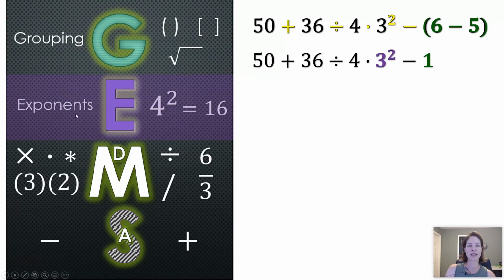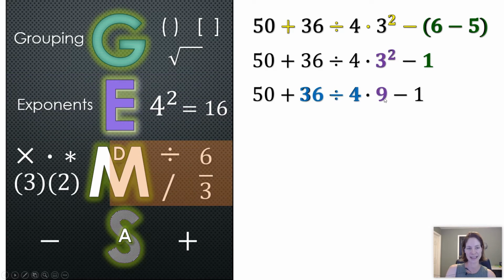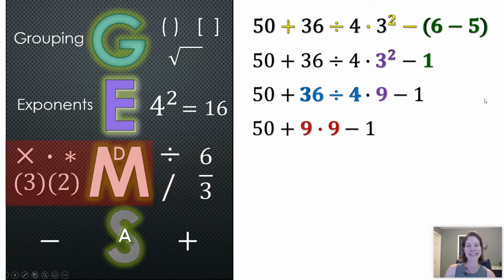Then we're going to look and see if we have any exponents. We do. 3 squared is 3 times 3, which will simplify to 9. The next thing is going to be division because we do multiplication or division from left to right. So that is why division is happening before multiplication. 36 divided by 4 is 9.